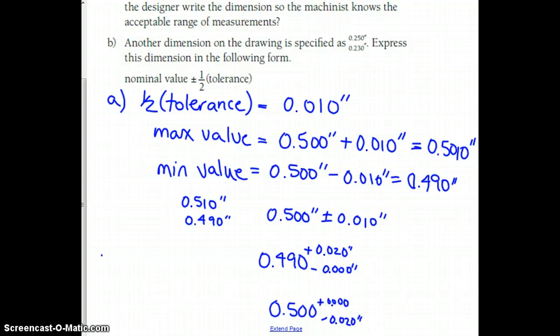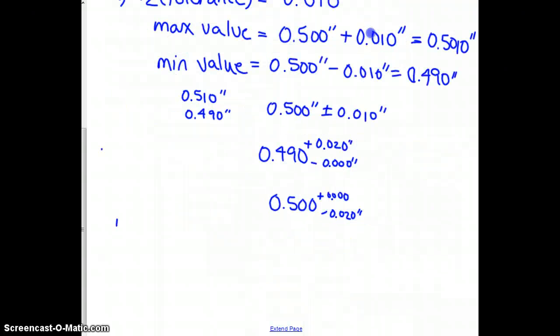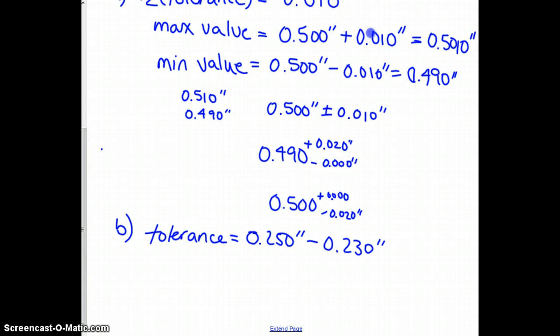Then we're going to look at part B, which has another dimension. It gives us a max value of 0.250 inches and a min value of 0.230 inches. I want to express it as the nominal value plus or minus half the tolerance. The tolerance is going to be the difference between those two numbers. So tolerance equals 0.250 inches minus 0.230 inches, which is 0.020. And again, that is the same tolerance as before.